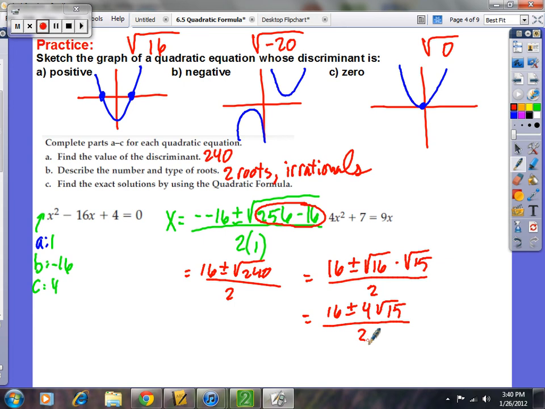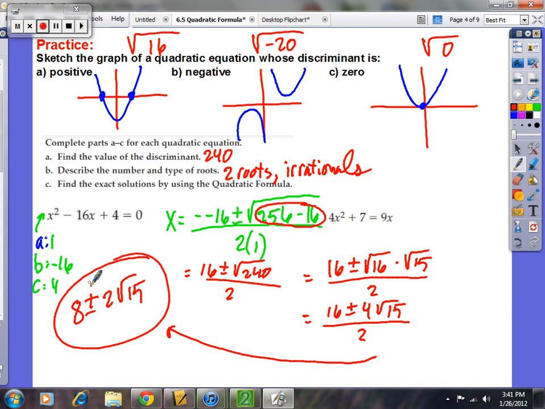And then for your last step, just divide both those terms by 2. So let me come over here. If you do 16 divided by 2, that's going to give you 8. And if you do 4 divided by 2, that's going to give you 2. So there are your two roots. One of them's 8 plus 2 times the square root of 15. One of them's 8 minus 2 times the square root of 15. Alright, let's call that good.